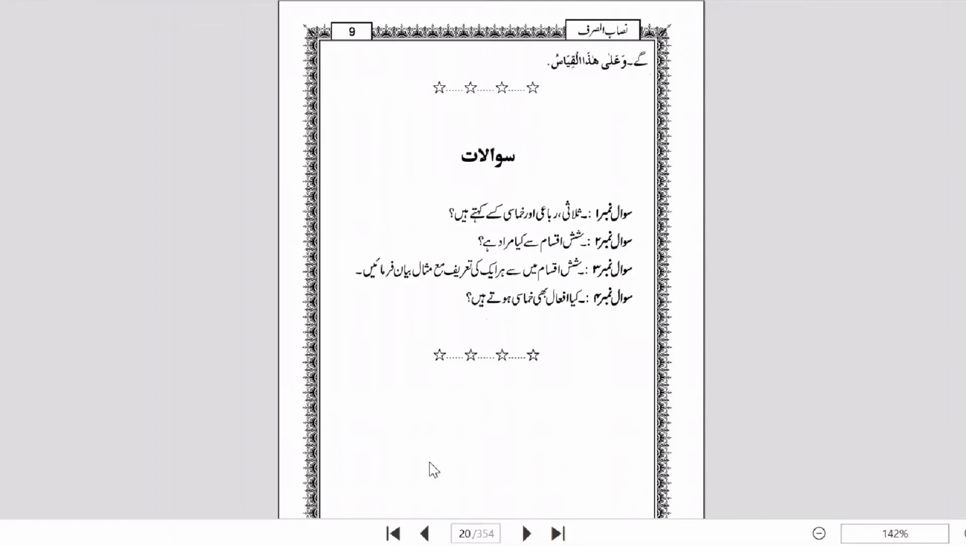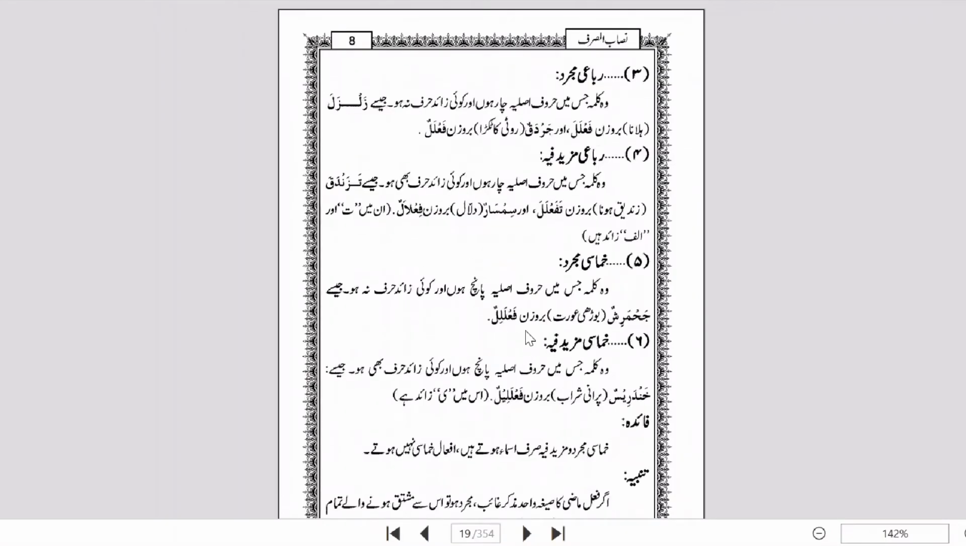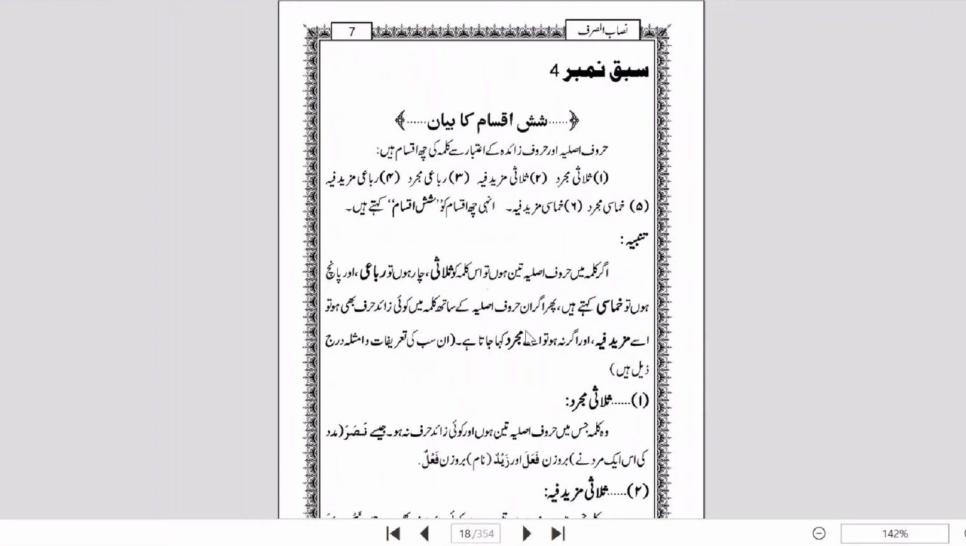Exercises. Question number 1. What is Sulasi, Rubaai and Khumasi? So we will go right at the beginning and mention: Sulasi is a word which has 3 huruf asliya, Rubaai is a word which has 4 huruf asliya, and Khumasi is a word which has 5 huruf asliya.